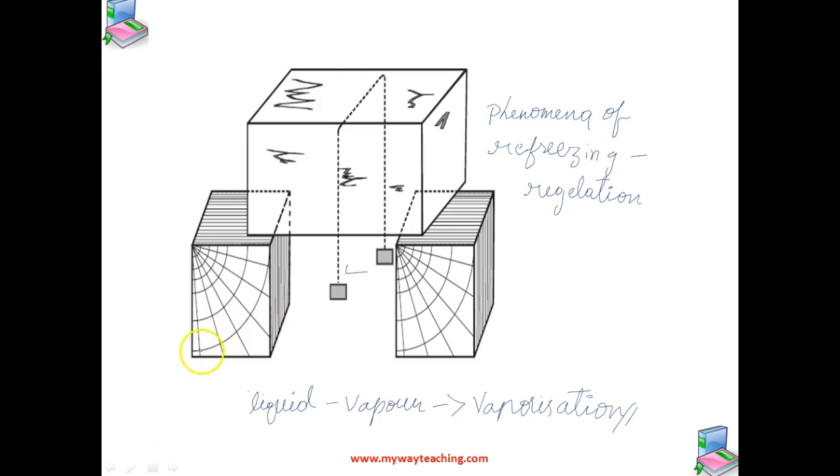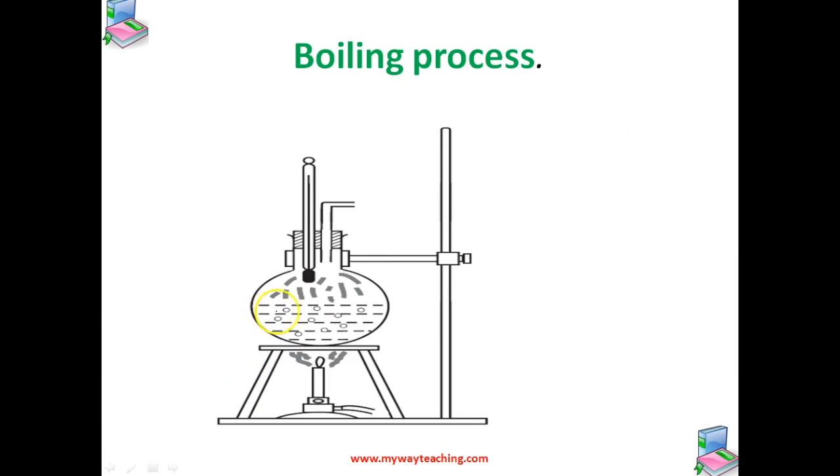Now consider one more very simple activity. Take a round bottom flask, and more than half of that flask should be filled with water. Keep it over a burner and fix a thermometer and a steam outlet through the cork of the flask, as you can see in this particular figure. The flask is filled more than half with water.